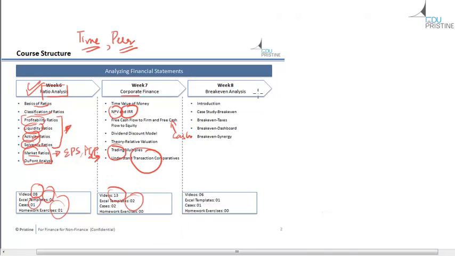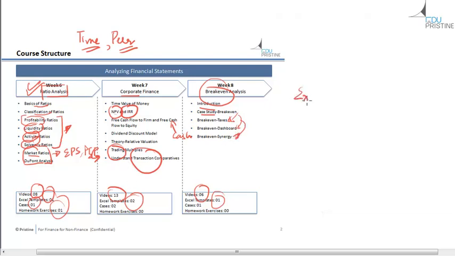Once we understand corporate finance, we come to other concepts like break-even analysis, which we'll again explain with the help of 6 videos and Excel templates. We'll understand what break-even analysis is. We'll take up a case study. We'll try complicating that case study to build in taxes, synergy, and creating a dashboard for the break-even analysis.